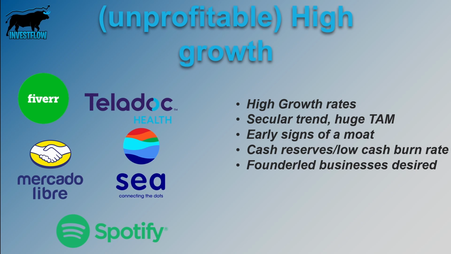They also need an early sign of a moat. This can be the biggest network in the space, this can be a great market position, and most of the time it's a network effect. They also need to have cash reserves or a low cash burn rate, because especially in this environment, which is very hostile to unprofitable growth stocks, it is very bad if they have to dilute shareholders. So if you look at these companies, Fiverr, Teladoc, Mercado Libre and Spotify are around break even, and most of them are even cash flow positive. The only outlier here is Z Limited, which is writing huge net losses.